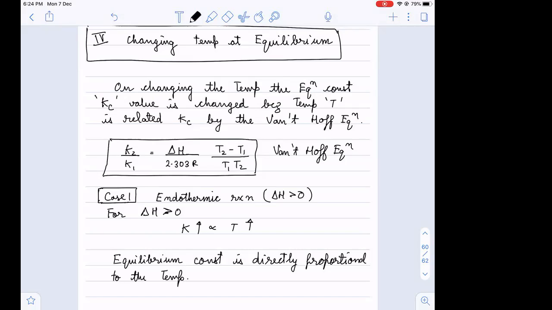Now you know the equation which is responsible for the relation of temperature and the equilibrium constant. Can anybody tell me the name of the equation which tells you the relation of temperature with the equilibrium constant? Yes, anyone? It is written on your screen.